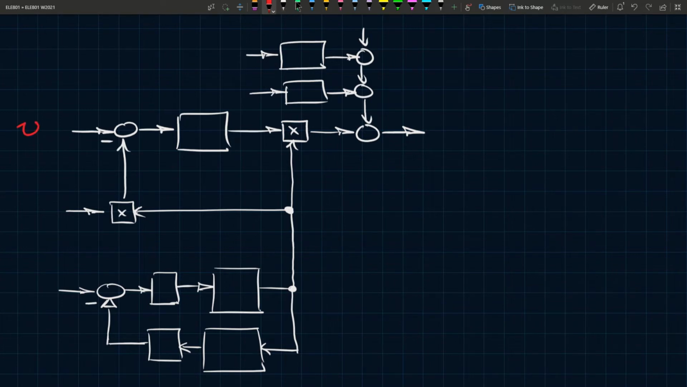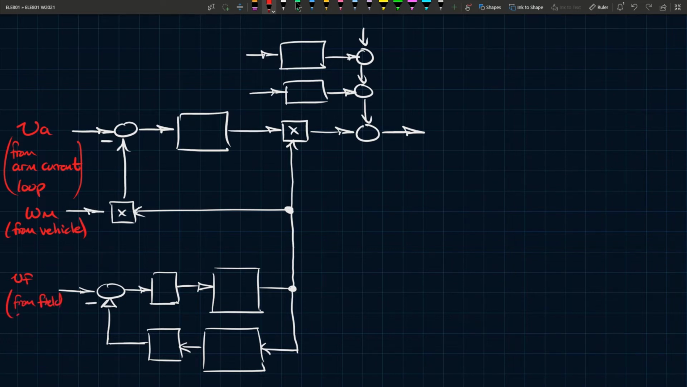We have here, this is VA, and this is from the armature current loop. So there'll be a control loop, and again, I'll describe these control loops as well. And this is going to be omega m from the vehicle, and then there's going to be a VF from the field loop. So those are your inputs to this.